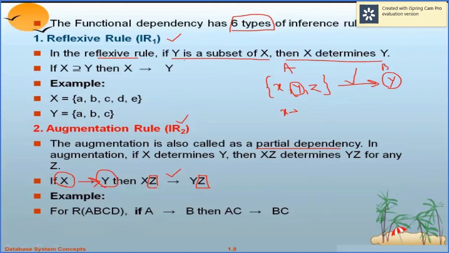The functional dependency is satisfied over here. That means if x determines y, then xz determines yz for any value of z. That means if you put a common attribute on both sides, the rule will not be violated, and the functional dependency will still be carried forward. This is called the augmentation rule, otherwise called partial dependency.